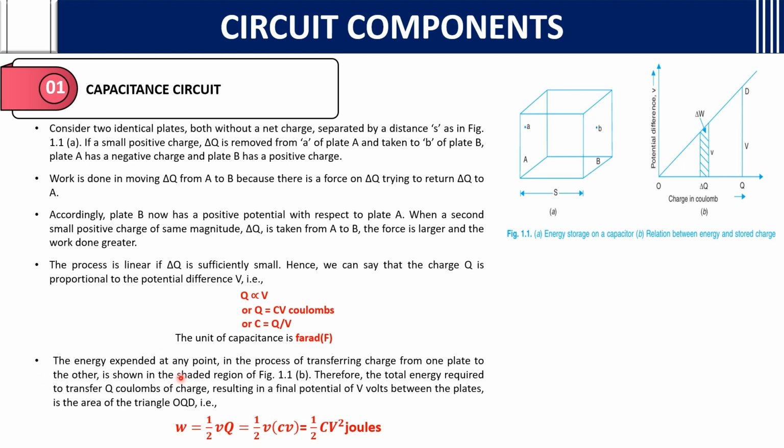The energy expended at any point in the process of transferring charge from one plate to the other is shown in this region. To know the total energy required to transfer Q coulombs of charge resulting in the final potential V, we need to take the area of this triangle. Area of the triangle is what? Half into base into height. So W equals half into base Q into height V, so W equals half V into Q. V into Q is nothing but CV, so W equals half C V square joules. This is the total energy.